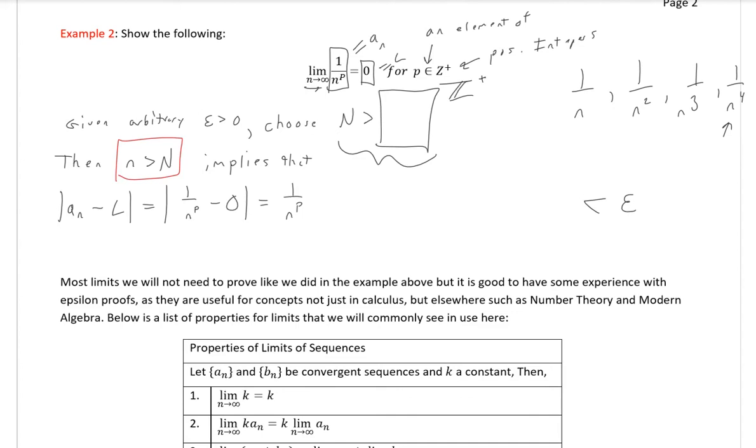of the sequence. If little n is bigger than capital N, then similarly, what that implies is that if I compare 1 over n to the p to 1 over capital N to the p, if little n is larger, that means this one has a larger denominator, which means that it is itself smaller than 1 over capital N to the p. And this, again, we know because n is greater than capital N.